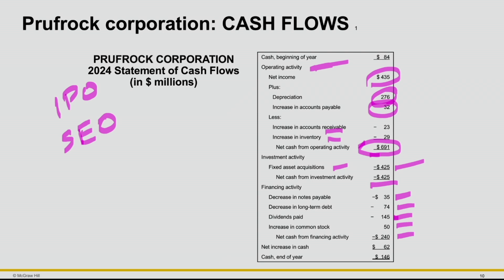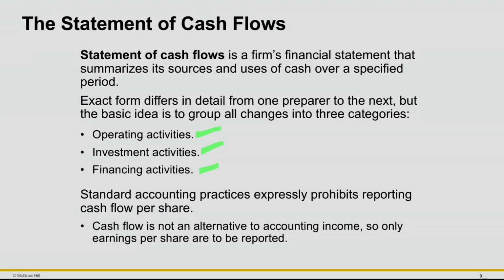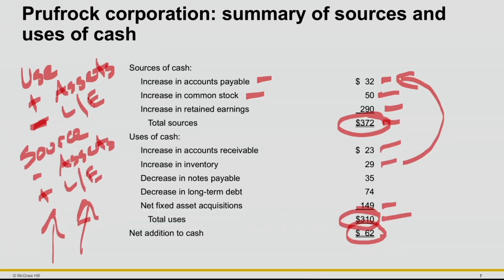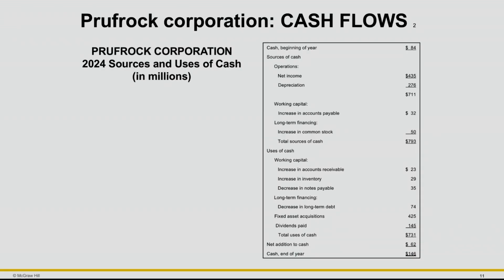So we have minus 240, we have minus 425, and we have a positive 691. And when we do that math, we end up with an increase in cash of $62 million, meaning that our year-end cash is $146 million. The prior year-end cash was $84 million. Notice right here and right here. All right? Good. All right, let's keep rolling along here.